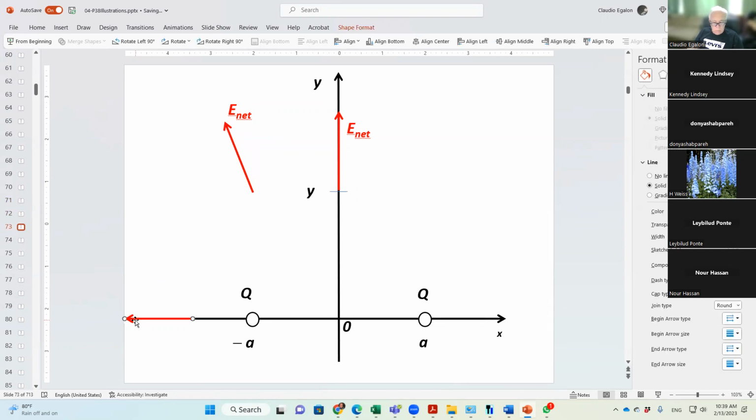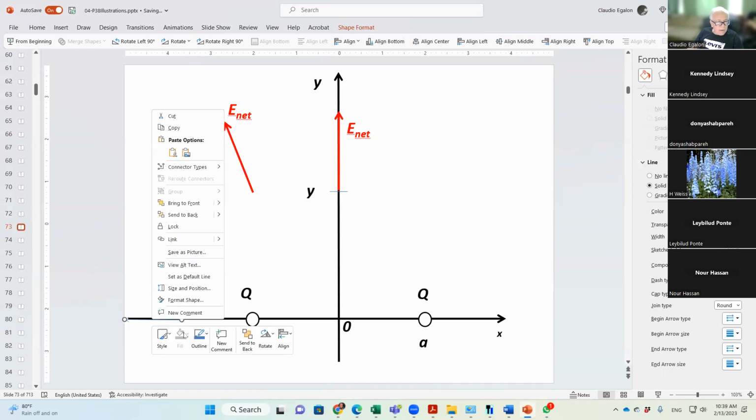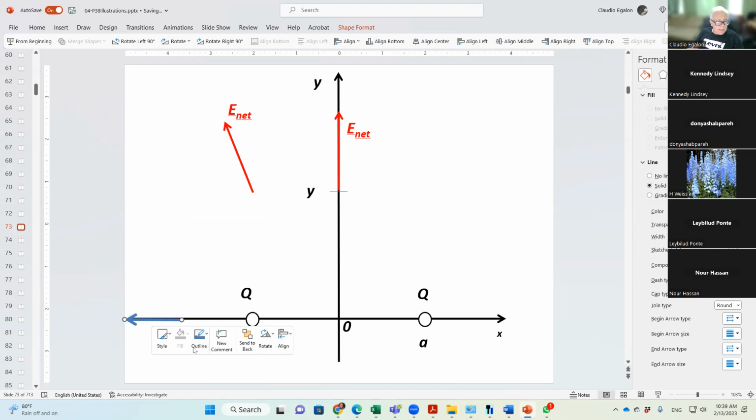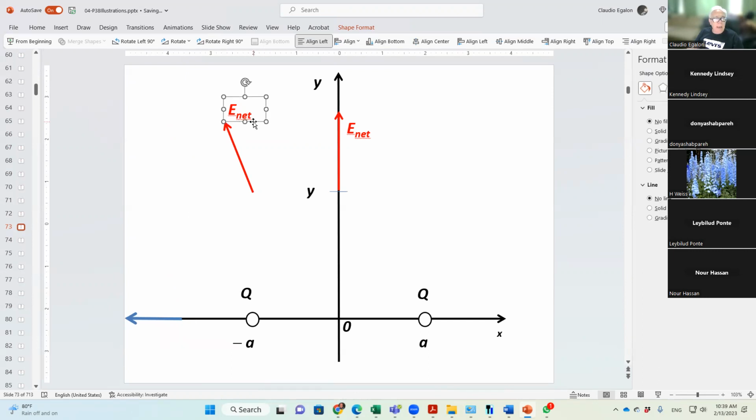Instead of a red arrow, I'm going to use that little blue arrow. I want to know the electric field at this spot, but it becomes kind of invisible, right? Let's see if I can make it a little bit thicker. Got the idea? That's the electric field of the left charge.